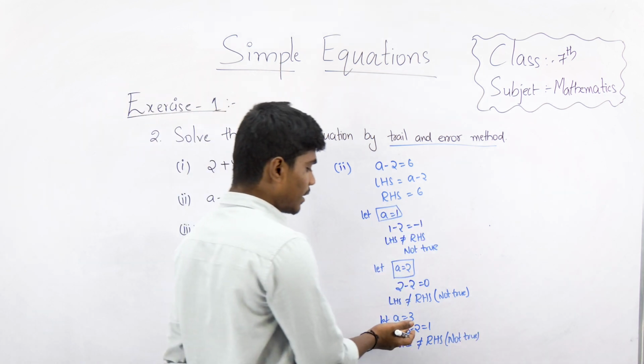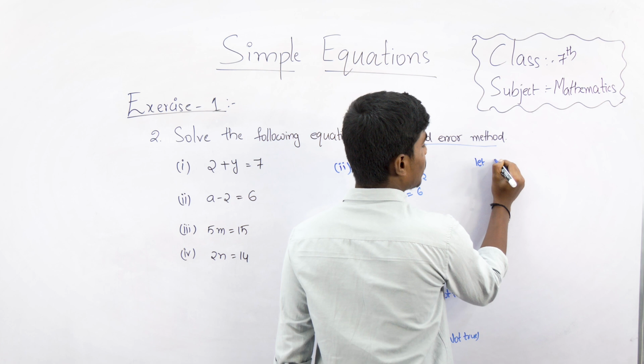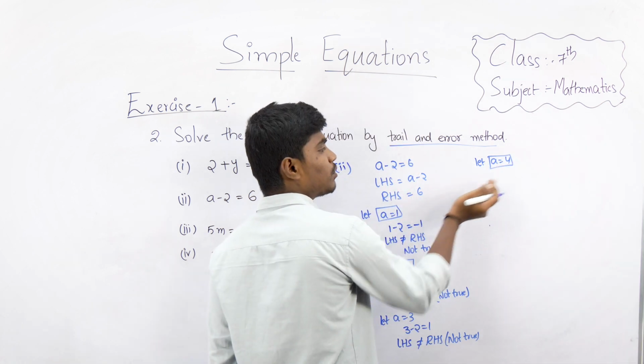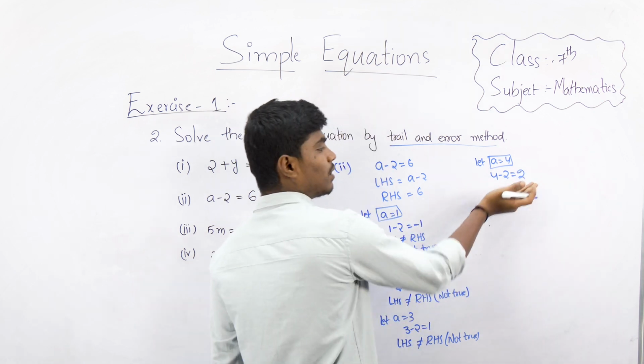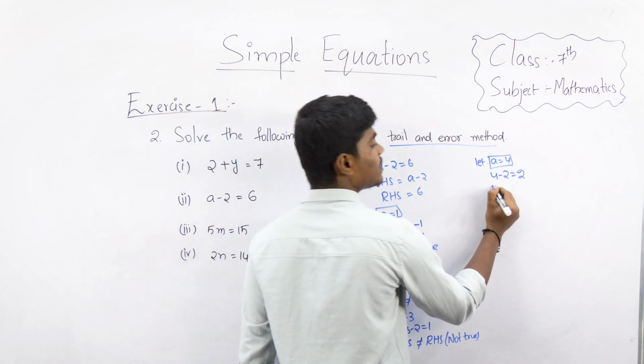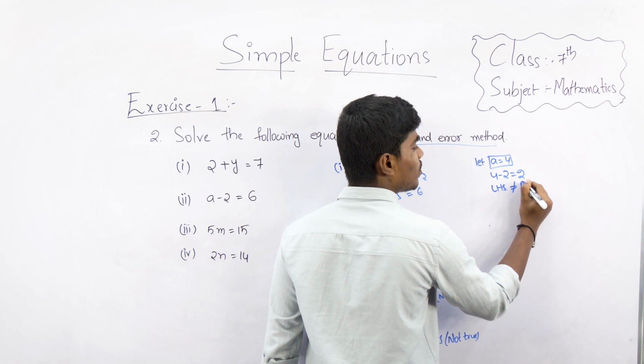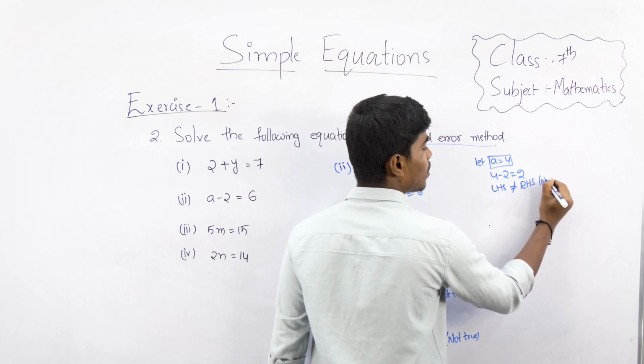Now let's take A equal to 4. A minus 2 means 4 minus 2. 4 minus 2 is equal to 2. Here 2, here 6. So LHS is not equal to RHS. So this is also not true.